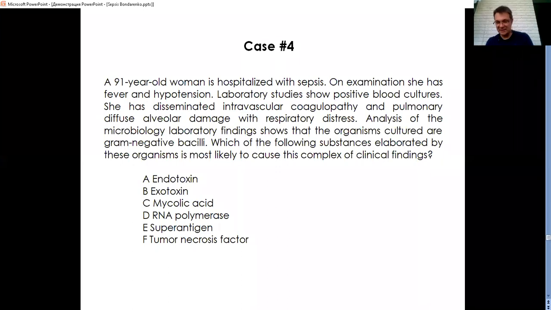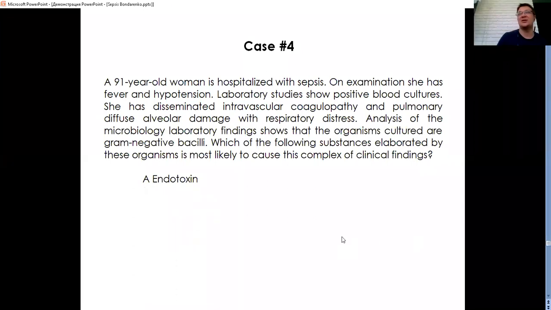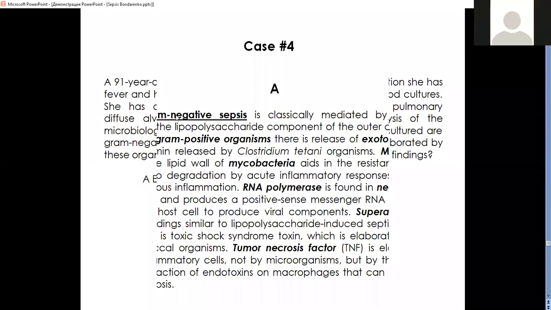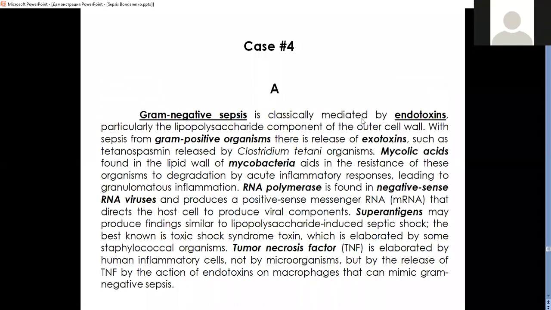B, exotoxin. Sure. A, Mercy Paul answered A. Okay, let's check. For sure, that's endotoxin. I told you that's part of the bacterial wall, and that's the correct answer. Endotoxin. In case of gram-negative sepsis, it's classically mediated by endotoxin. That's the lipopolysaccharide component of the outer cell wall.